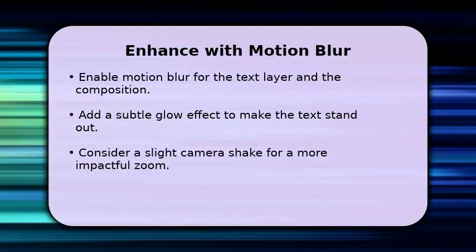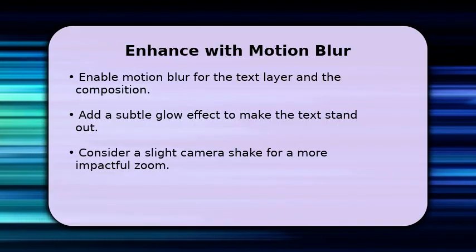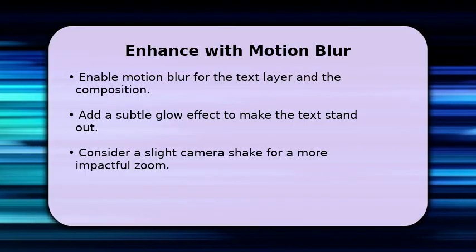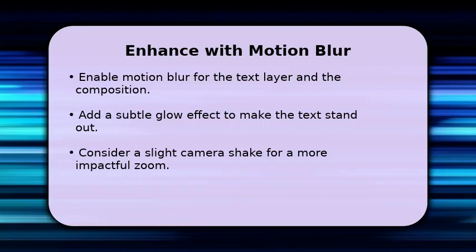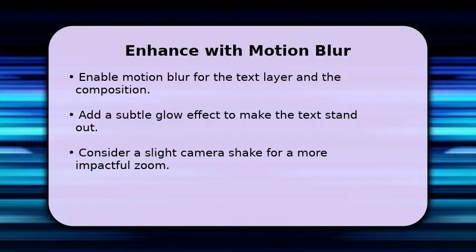Enable motion blur for your text layer by clicking its switch in the timeline, then activate it for the entire composition. This adds a realistic blur during the rapid zoom. You can also add a glow effect from the Effects and Presets panel to make your text pop. For a dramatic impact, consider adding a subtle camera shake expression to the composition, giving the zoom a powerful, dynamic feel.